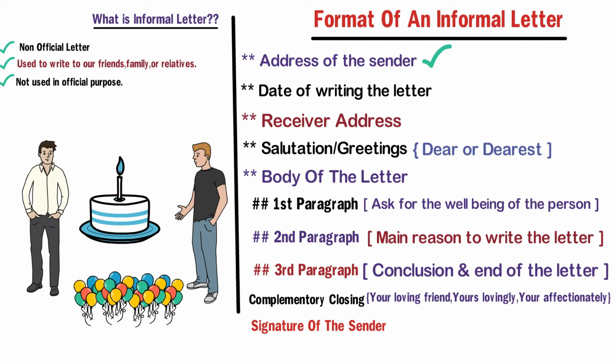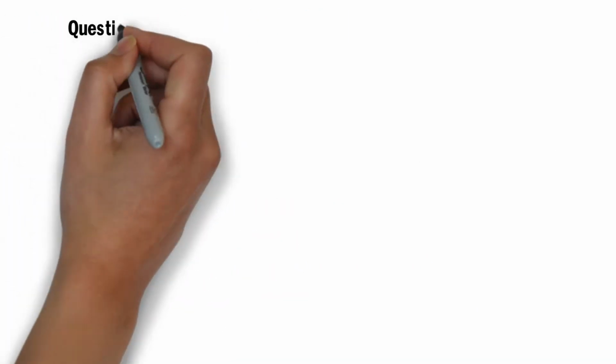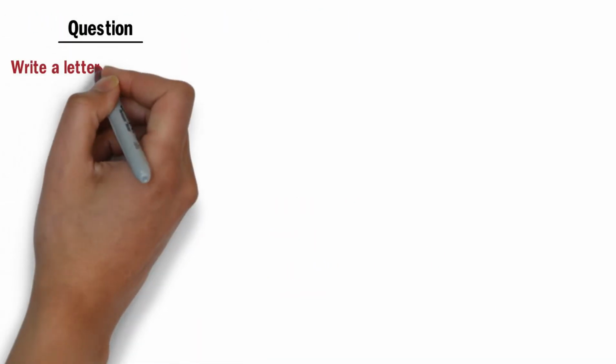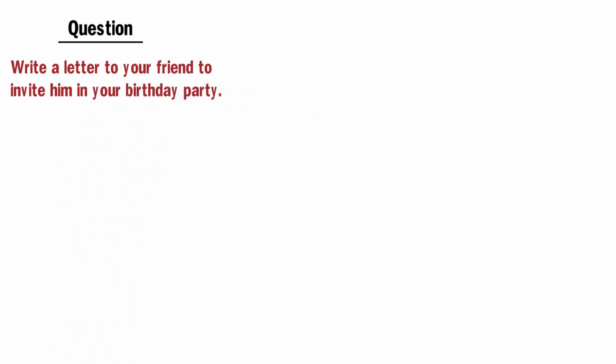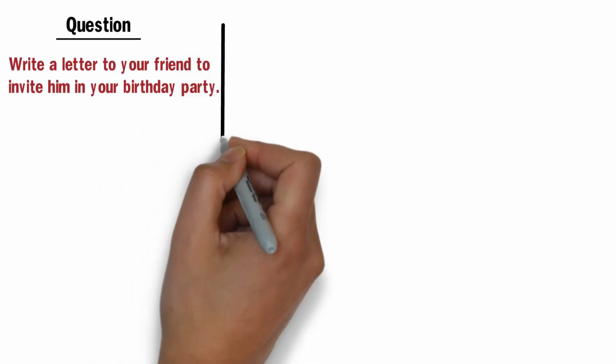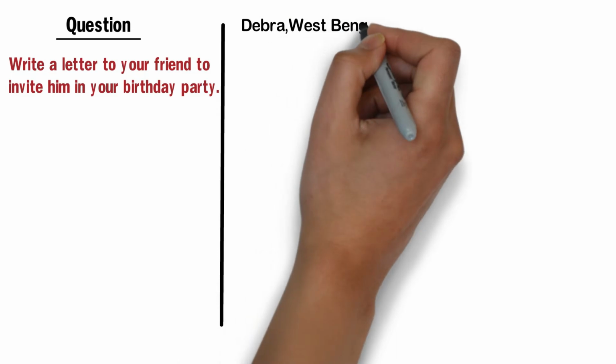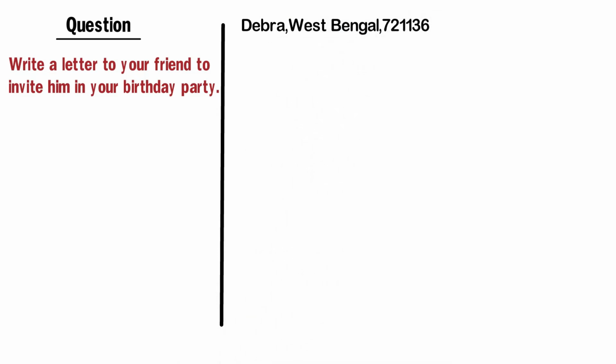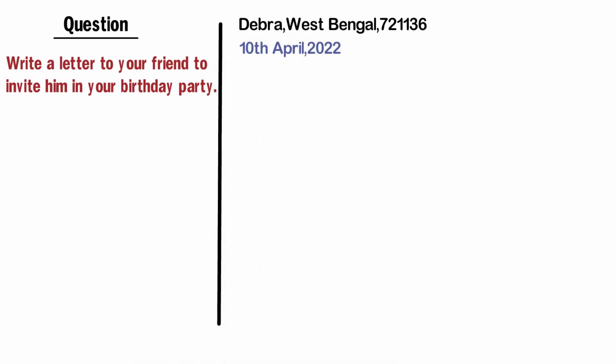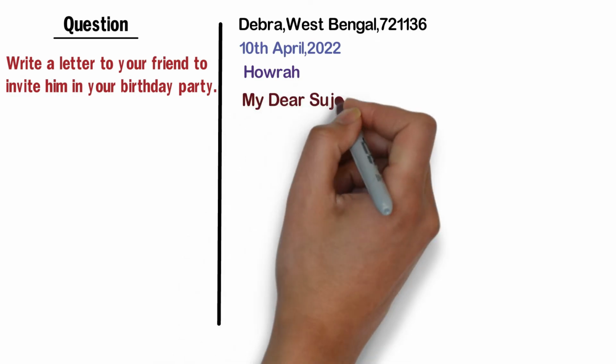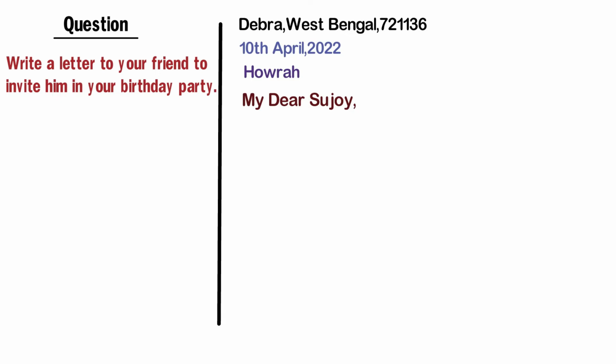Now we will see an example of an informal letter. So let's start. Question: Write a letter to your friend to invite him to your birthday party. So at the beginning of the letter we use the sender's address. I mean here we will write my address. Then we will write the date. After that, the receiver's address, I mean the friend's address. Next we will use the salutation. Here we will write my dear.